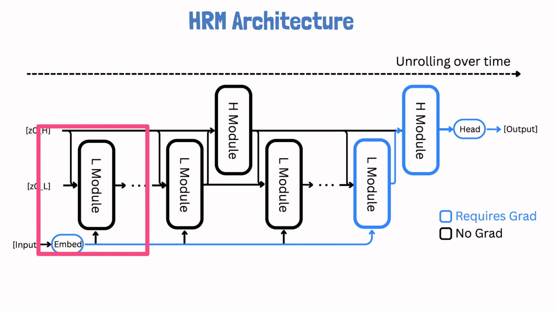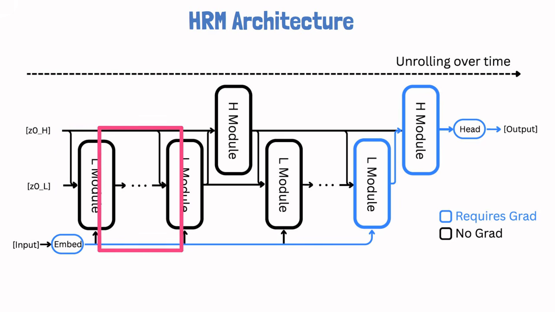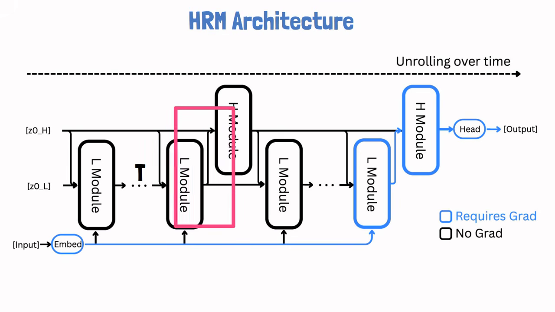It then runs several recurrent steps. On each one, it consumes its hidden state from the previous step, together with the original input embeddings and the hidden state of the high-level module, which is still the initial one since the high-level module did not run yet. The low-level module runs for t steps. Once done, its hidden state is sent up to the high-level module.